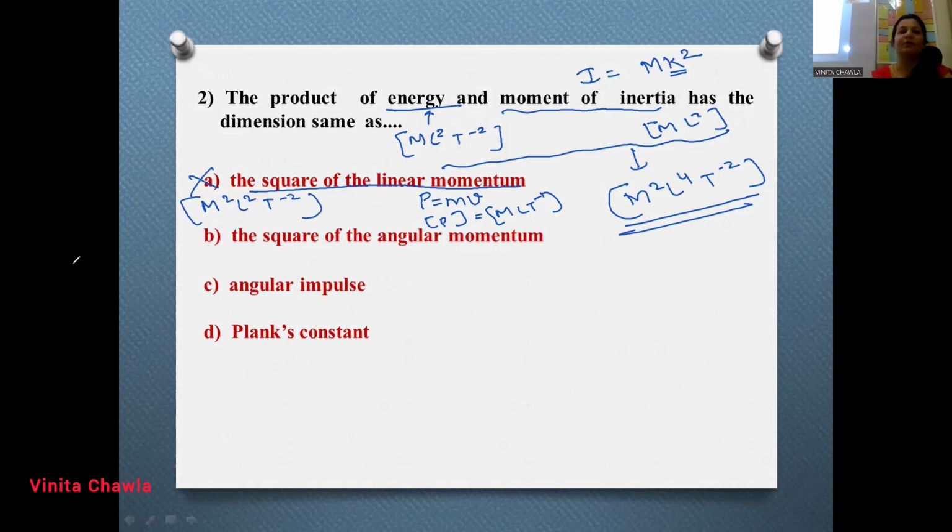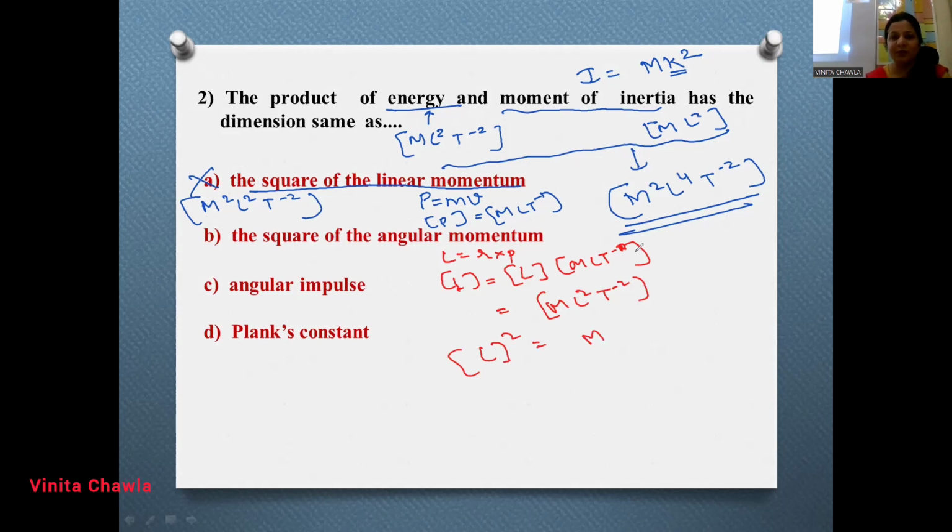Square of angular momentum. What is angular momentum? R cross P. So dimension of angular momentum will be L times the dimension of P, which is MLT minus 1. So the dimension of angular momentum is ML2T minus 1. Square of angular momentum is M2 L4 T minus 2. ये बात बन गई है हमारी.